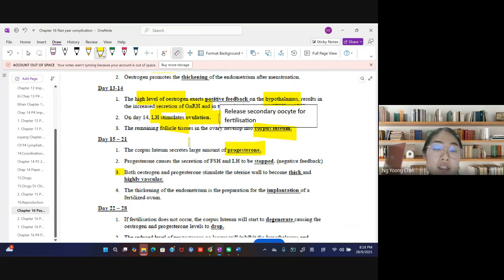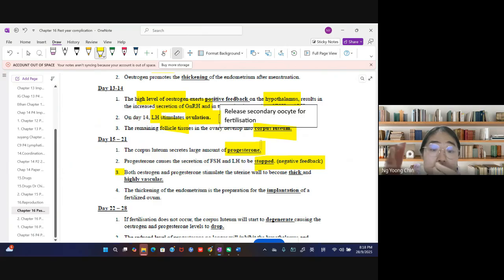Because the corpus luteum mainly produces progesterone. It can produce a small amount of estrogen, but it mainly produces progesterone. So the progesterone can cause the secretion of FSH to stop. Just like I said, if you have a very high level of progesterone, you are actually inhibiting the FSH and LH. So that's why you stop their production.